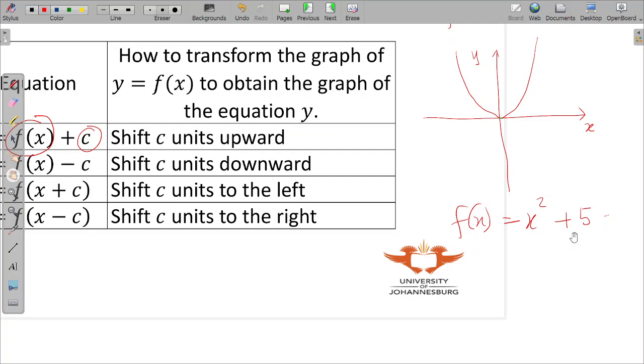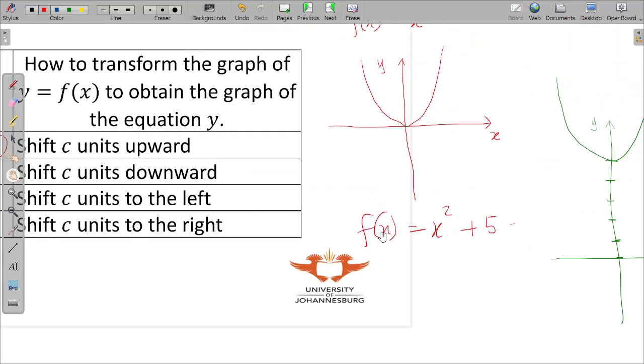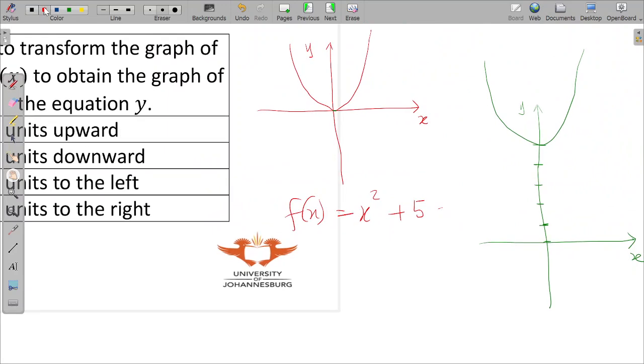Now, in the example I've just done, C is equal to 5. In the second one, if it is negative and not addition, then we shift it downward. In this one that I've done, if it is minus 5, then this graph will come from the original one, 5 units downward.